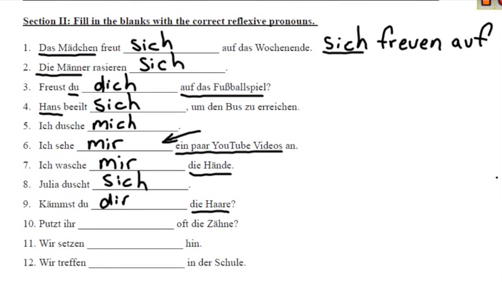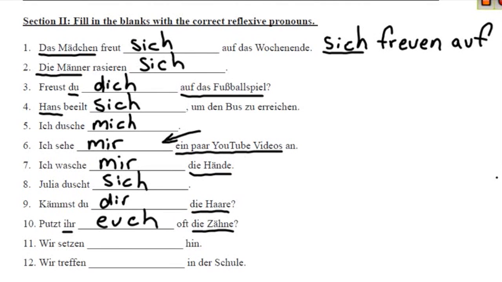Putzt ihr something, die Zähne? Ihr is our subject here, and so our reflexive has to be euch. It happens to be the dative form of euch, even though that's the same as the accusative, because die Zähne is the direct object. That's the thing that's being cleaned. It happens to be your teeth, and therefore we say euch. Putzt ihr euch oft die Zähne? Do you brush your teeth often?